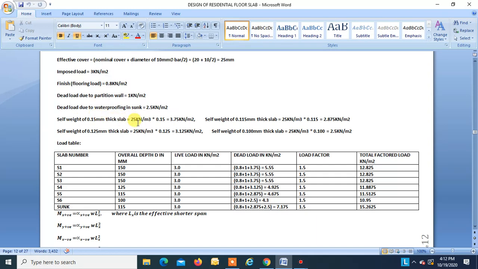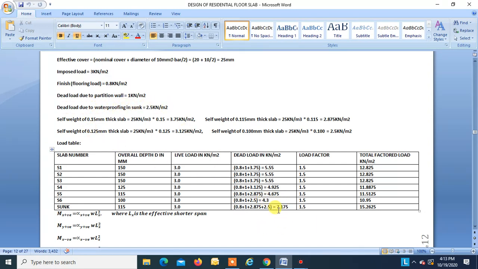This is for 150 mm. This is for 125 mm. This is for 115 mm, and this is for 100 mm. Okay. So we have slab number S1, S2, S3, S4, S5, S6, and sunk. Overall depth. Then live load is 3. Okay. Dead load, say for slab S1, is finish load, partition load, and self weight. So this is how we might find the dead load. In case of sunk slab, this is partition load, this is finish load, this is self weight plus 2.5 kilonewton per meter square is the waterproofing load, right?